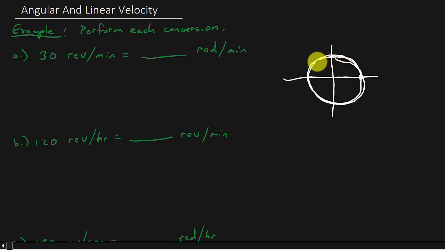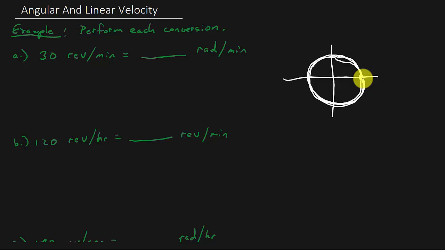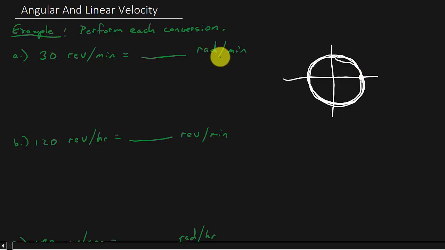Now, if you make one revolution, that's 360 degrees. And 360 degrees is what? 2 pi radians. So just remember, one revolution is 360 degrees or 2 pi radians. The angle can be in degrees or radians. In this problem, we're in radians, so one revolution is 2 pi radians. So we have 30 revolutions per 1 minute, that's what we're starting out with, and we want to get to radians per minute.